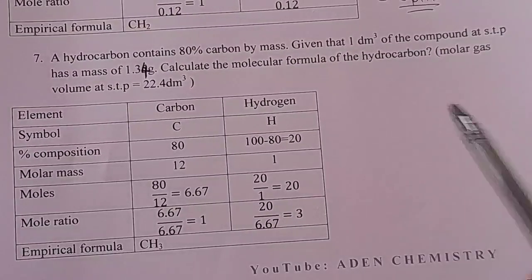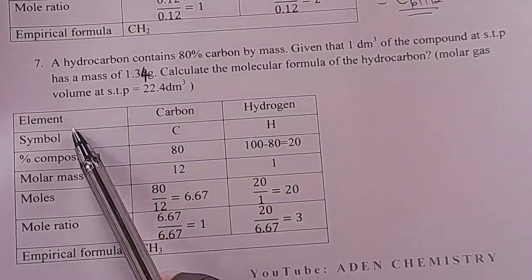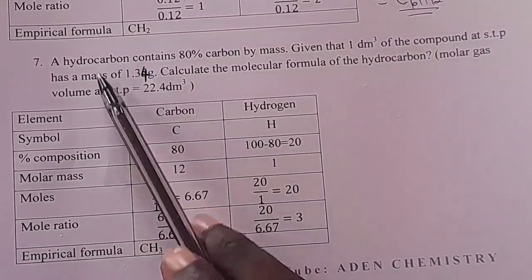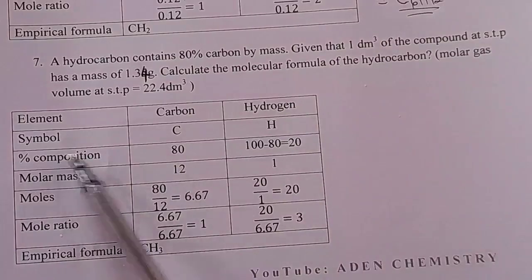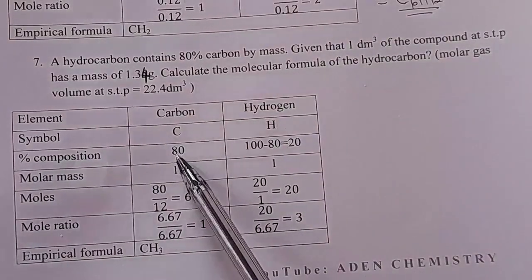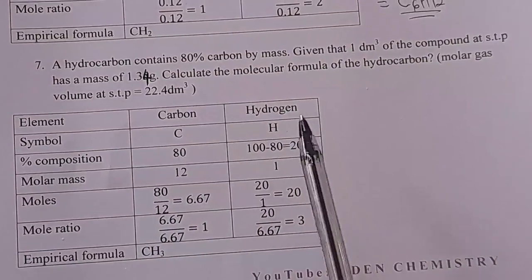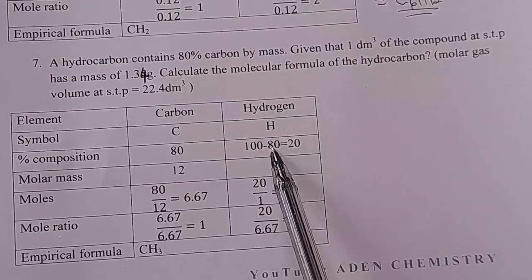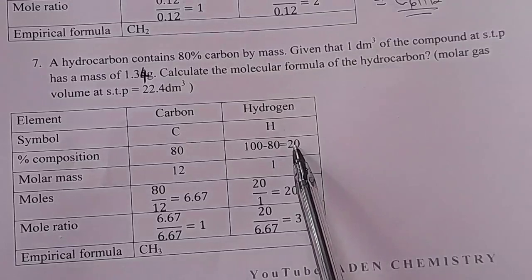I've already done for you. So you have to have the elements. We are dealing with hydrocarbon, and the elements in hydrocarbon are carbon and hydrogen. So the symbol for carbon and hydrogen is as that. Then the percentage composition, 80 for carbon, then that means the remaining will be hydrogen. So 100 minus 80%, we are going to get 20% for hydrogen gas.